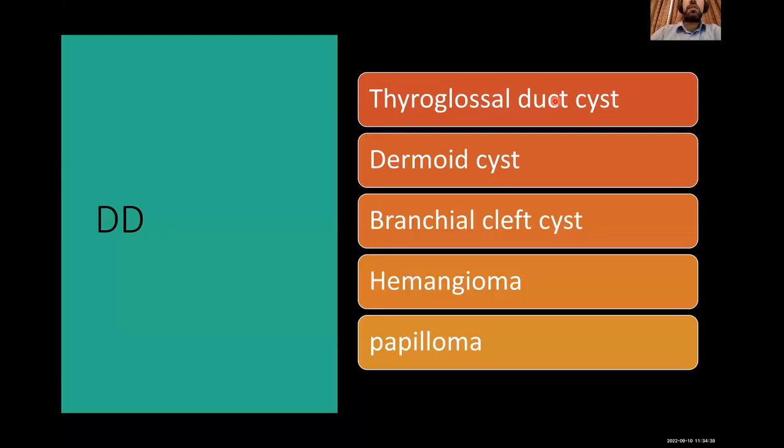Other differentials: thyroglossal duct cyst, dermoid cyst, branchial cleft cyst, hemangioma, and papilloma. For the thyroglossal cyst, you ask the patient to protrude his tongue, and it is at a bit higher level. Dermoid cyst is still a cyst. For the branchial cleft cyst, of the different types, type 3 can present near this region. We mention the hemangioma and the papilloma because they are still soft tissue.